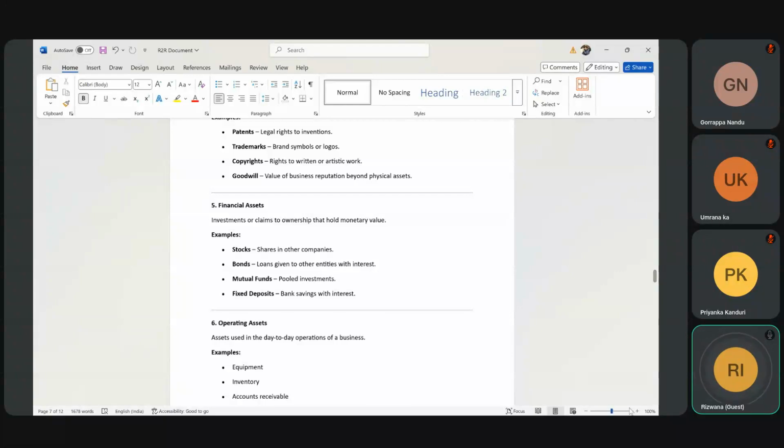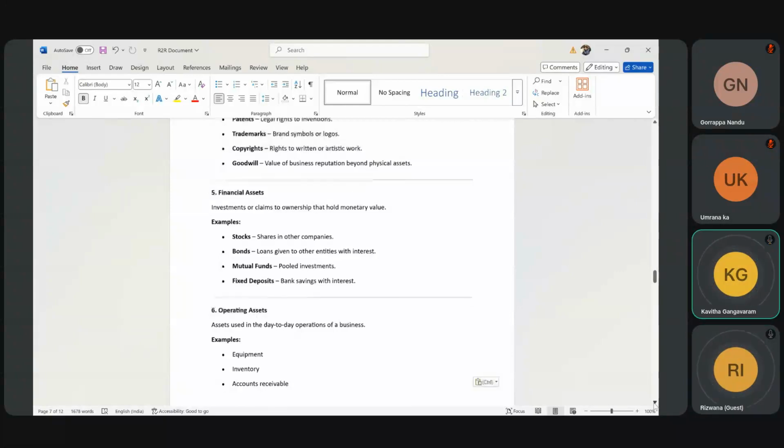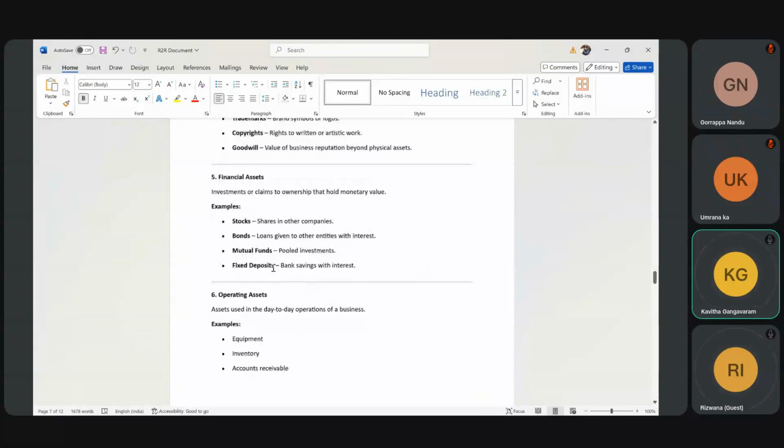Ma'am, can you repeat that? Ma'am, that holds monetary value in the sense... Yes, it has a monetary value, right?